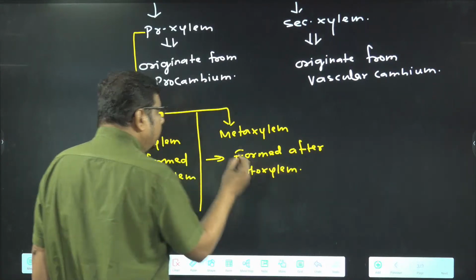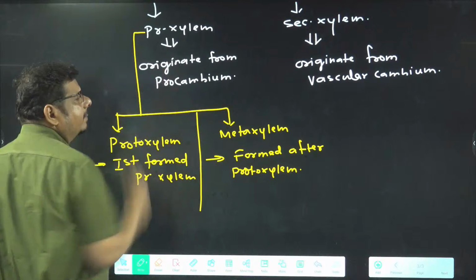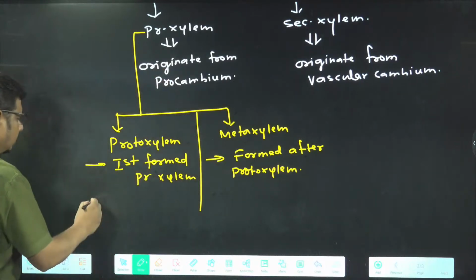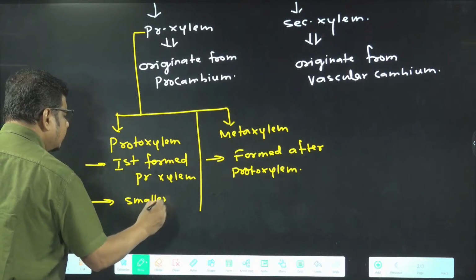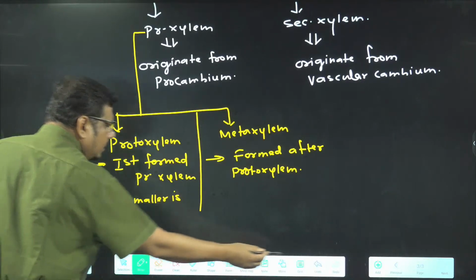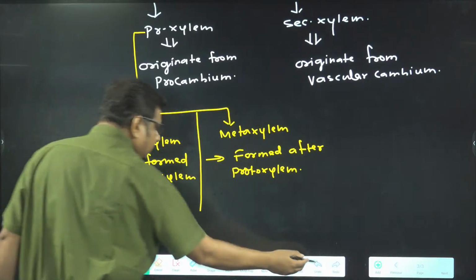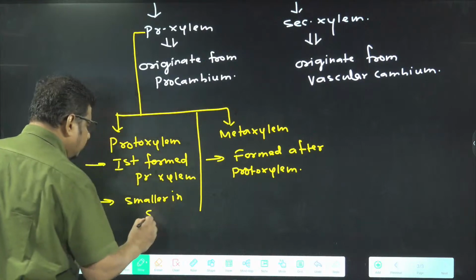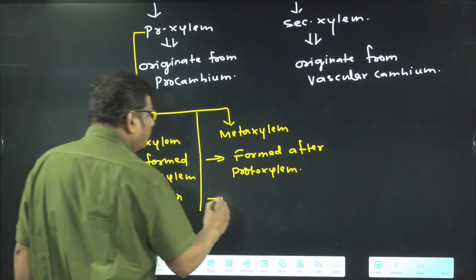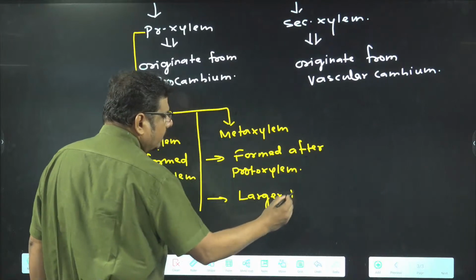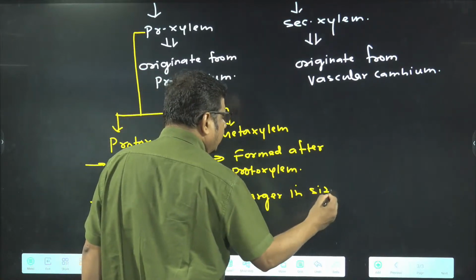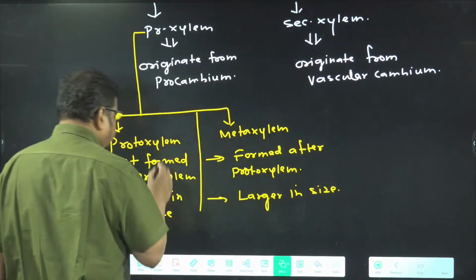But it is also a which one? Primary xylem. Now, if you talk about protoxylem, it is smaller in size. If you talk about metaxylem, it is larger in size.